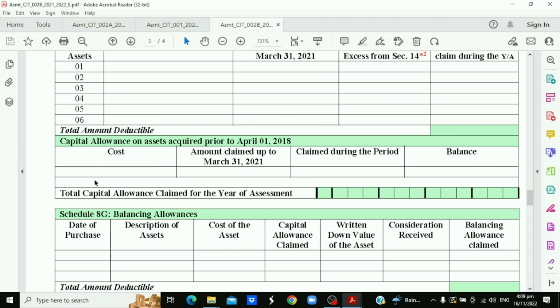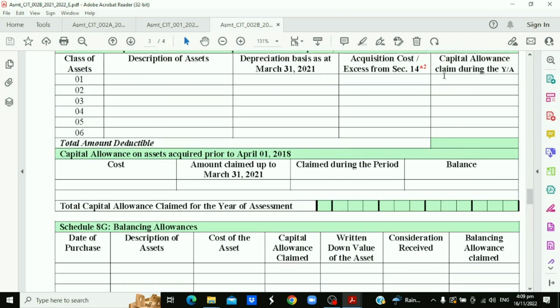Then you have to enter the cost and you have to mention the amount claimed up to 31st March 2021. Then the claim during the period we can identify, and if there's any balance amount we can identify it separately. Depending on this identification, under the first table, the capital allowance claimed during the period, the total amount we can take. On the second table, the amount claimed during the period, again we can identify; the aggregate value we should mention as total capital allowance claim for the year of assessment, right?